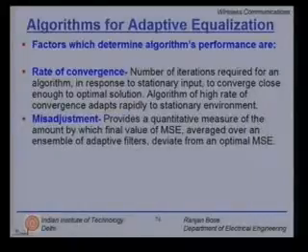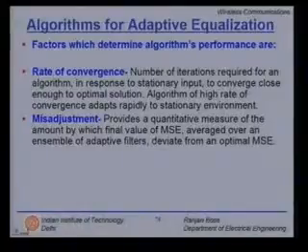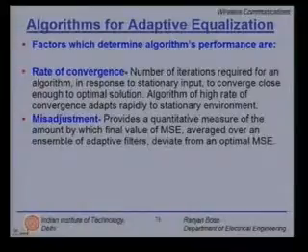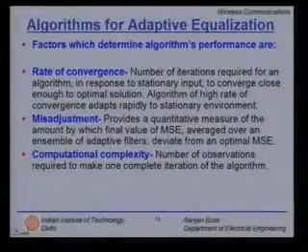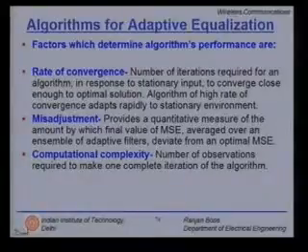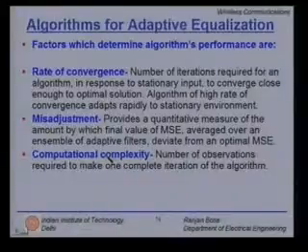The second point is misadjustment. What is that? It provides a quantitative measure of the amount by which the final value of the mean squared error, averaged over an ensemble of adaptive filters, deviates from the optimal mean squared error. Computational complexity is important: the number of operations required to make one complete iteration of the algorithm. It will clearly be correlated to the energy your equalizer consumes.